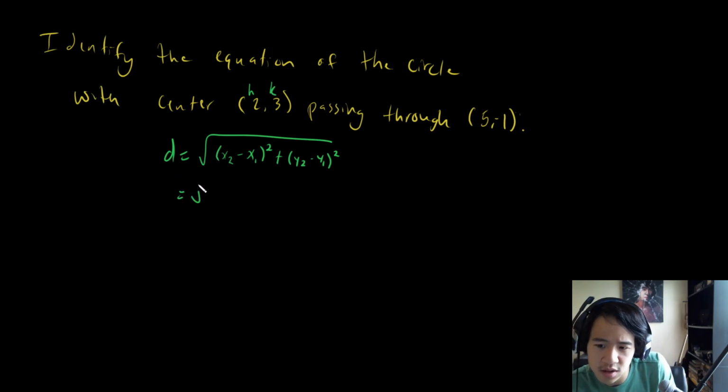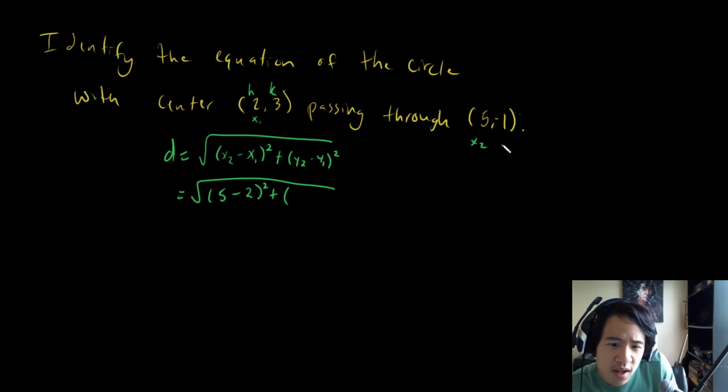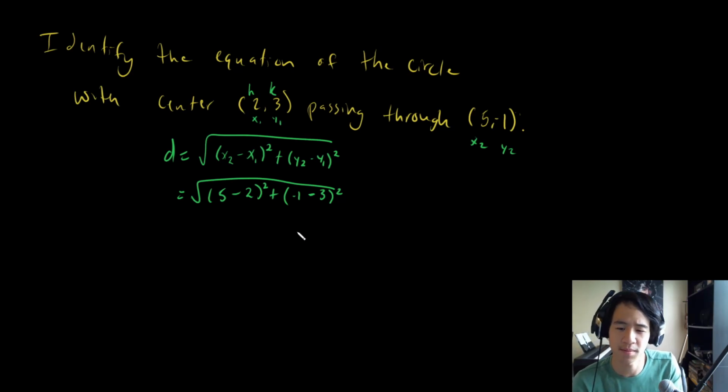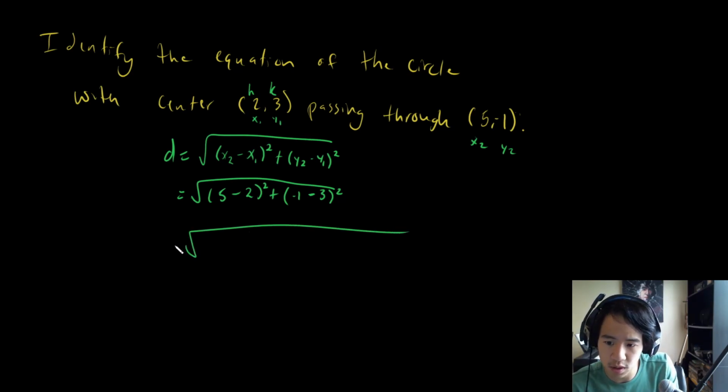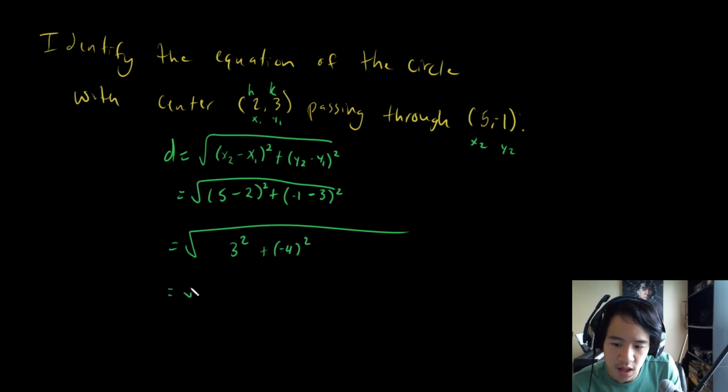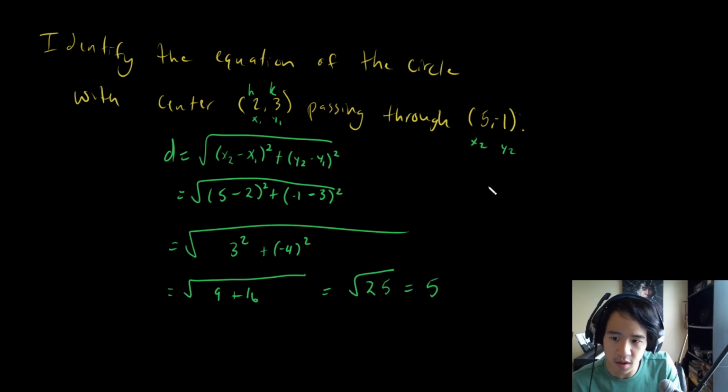So let's see, x2 is 5. So we have 5 minus x1, which is 2, squared, plus y2, which is negative 1, and then this will be minus 3 squared, because y1 is 3. We just got to evaluate this. So we have the square root. 5 minus 2 squared, that is 3 squared, plus negative 4 squared. Let's keep going. This will be 9 plus 16. This is equal to the square root of 25. So that is equal to 5. So our radius is going to be 5.